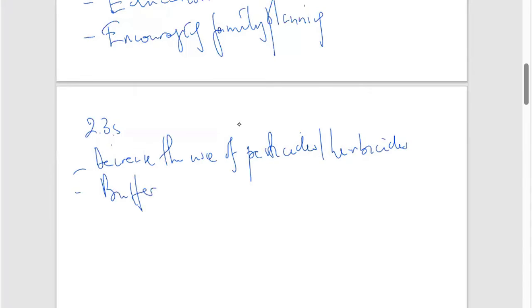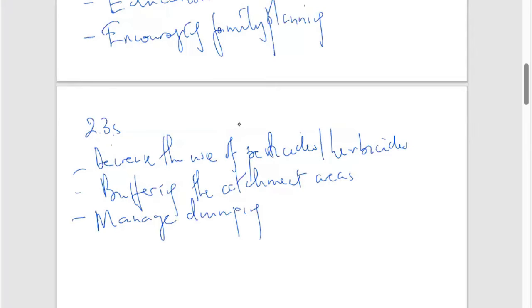You can also look at buffering the catchment areas of the rivers. We put demarcation so that we do not allow human activities to interfere with the water bodies, such that we are assured of clean water supply in the main water bodies that we need to use and benefit from. We can also look at managing dumping. In this instance, we are trying to reduce illegal dumping, which contributes towards the waste into the river that promotes the invasion of the water by the foreign alien plants.